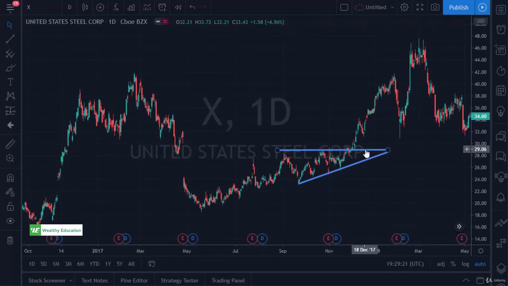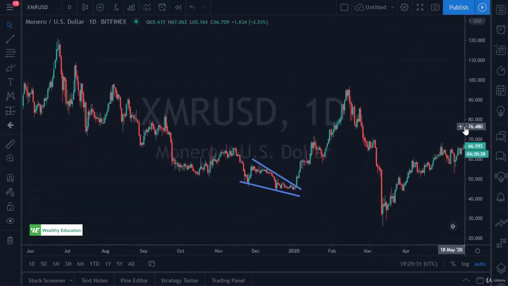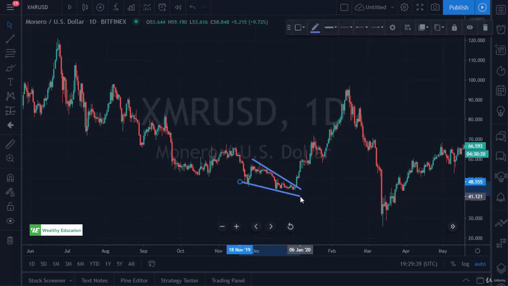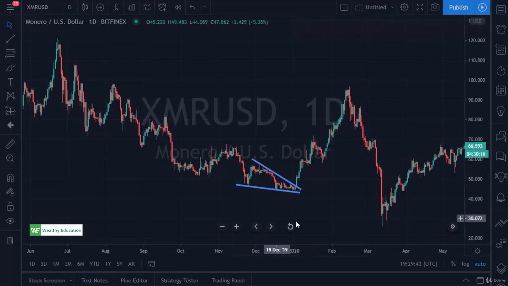And finally, this is an ascending triangle. US Steel, we break out maybe 65% of the way through, and you can tell clearly we hit the implied target. Monero has a falling wedge here. You can see a bit of a trend line. Clean this up a little bit. And we most certainly hit the top of that. Stop loss could have gone right there when you bought Monero.